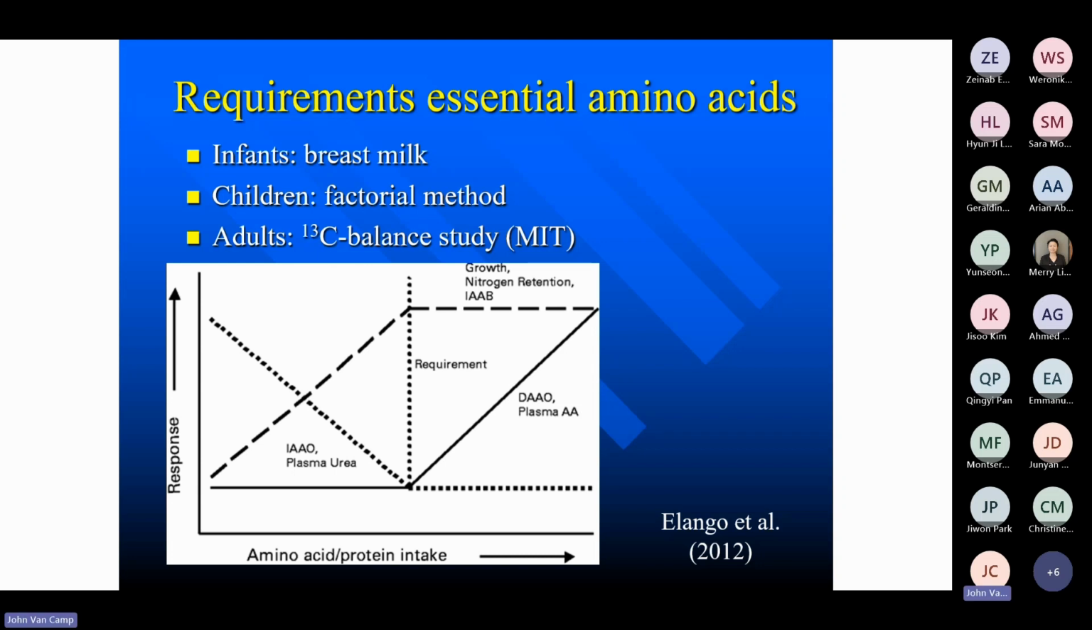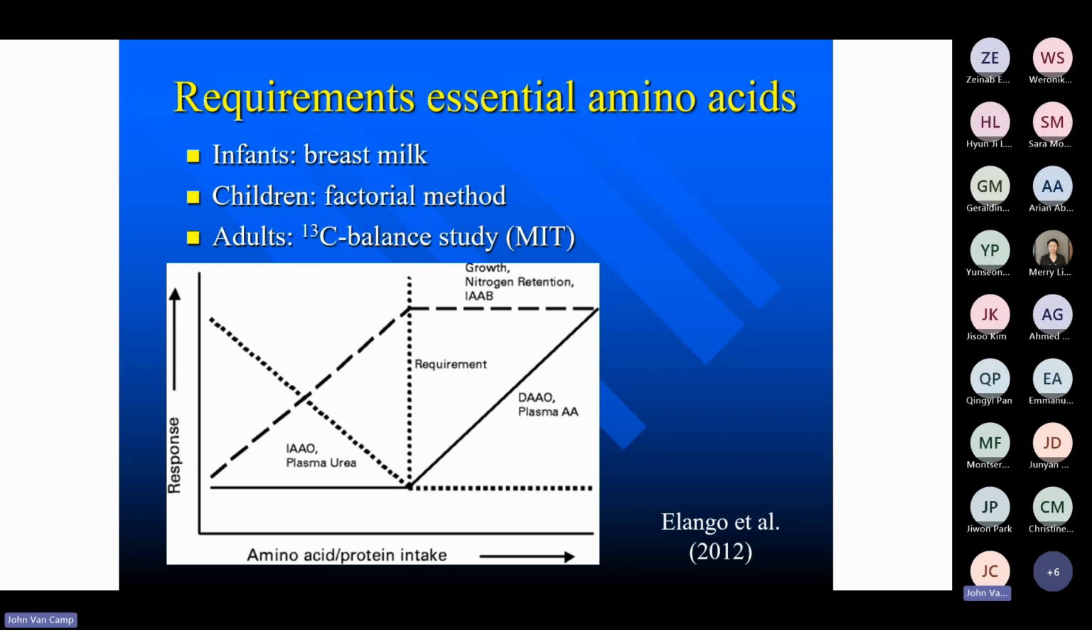There are two ways of measuring it. The first one is called the direct amino acid oxidation method, which is this curvature. First it is flat, and after the recommendation, the requirement, which is this vertical line, it's going straight up. Yeah, so the knick that you see here in the line is the point where you can find the requirement for the amino acids. So this point is used in the direct amino acid oxidation methods.